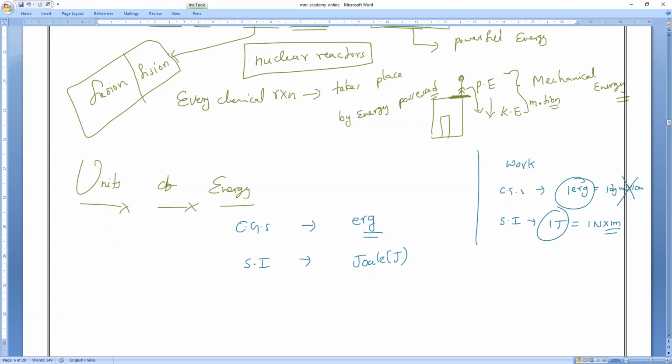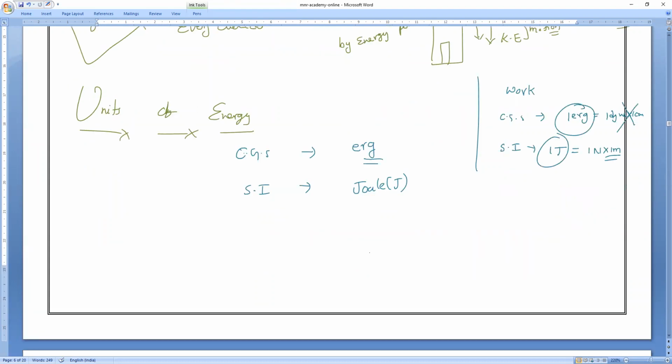So what is the CGS unit of energy? Erg. And what is the SI unit of energy? Joule. And some other units of energy, very important ones. Some are commercial units, some are normal. The commercial unit is watt hour. What is that?